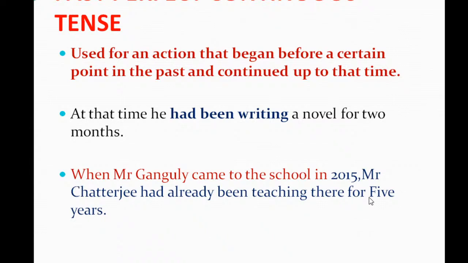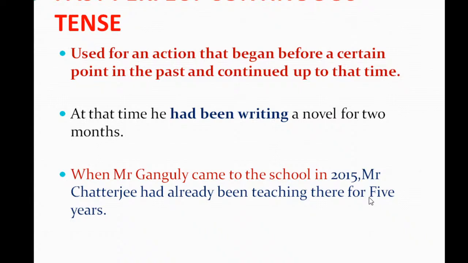यहां पर had भी है और ing भी है. तो अगर had रहता, सिर्फ had रहता है और V3 रहता है तो वो past perfect होगा. सिर्फ ing रहता है वो past continuous होगा. एंड अगर had been writing हो जाए तो past perfect continuous हो जाएगा, because there is also had and there is also ing form of the verb.